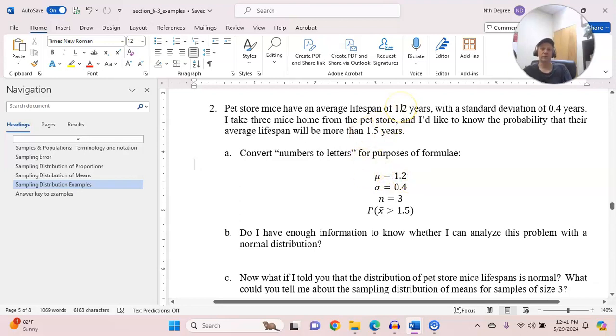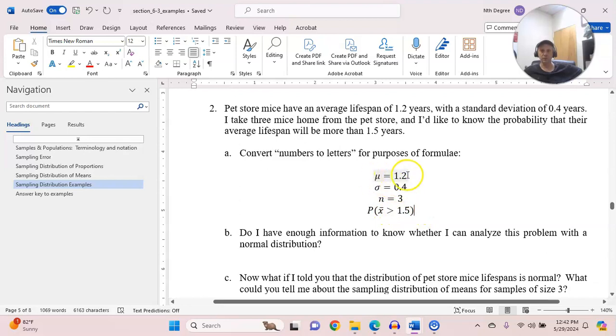So this 1.2 is the average or the mean of all pet store mice in the whole wide world. Therefore, since it's a population mean, that is symbolized by mu. Mu equals 1.2. And that population has a standard deviation of 0.4, which is given the symbol sigma. I take 3 mice home. That's the sample size. Lowercase n equals 3. And then to restate the question, the probability that the mean of these 3 mice, the sample mean, will exceed 1.5.